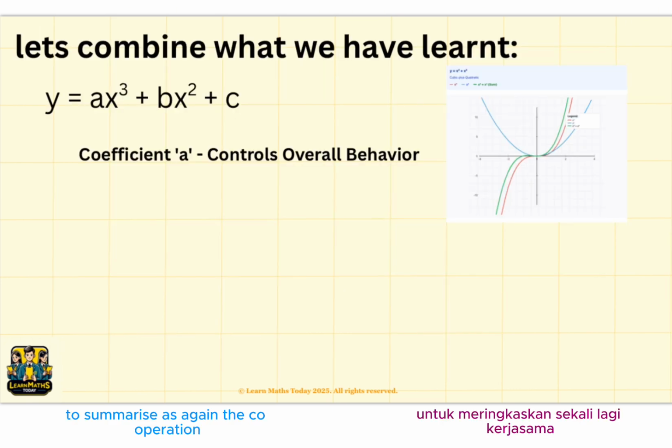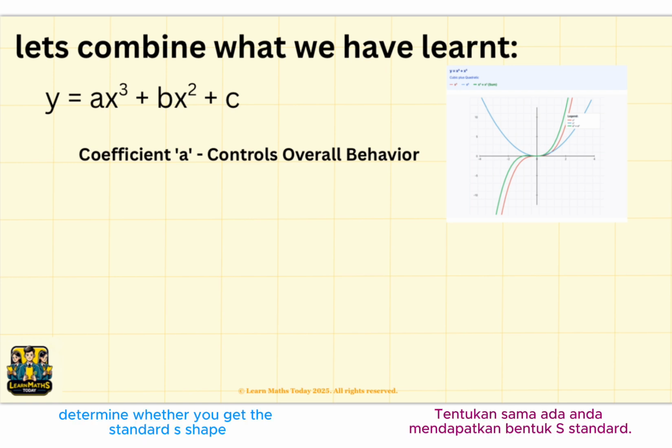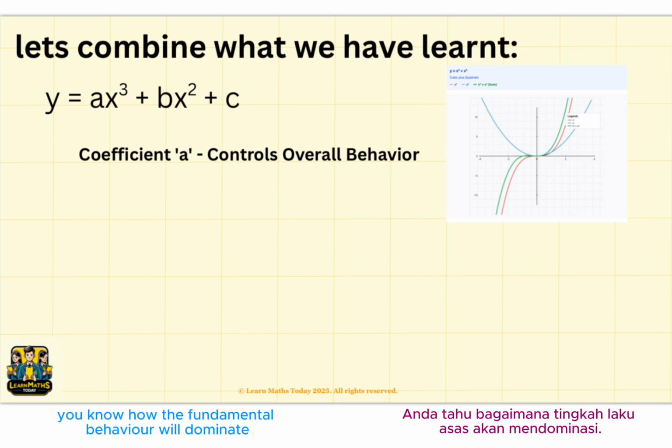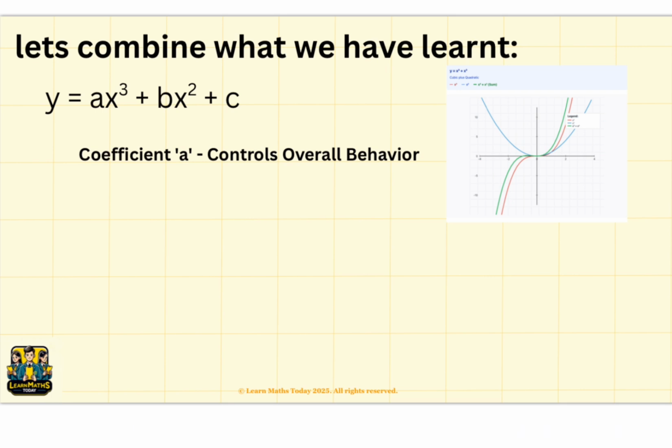To summarize, again, the coefficient a is like the master controller. It has the authority over the function's overall behavior. It determines the steepness, and whether you get the standard S shape flowing from bottom left to top right, or the inverted S shape. Once you know the sign and magnitude, you know how the fundamental behavior will dominate as x gets larger.